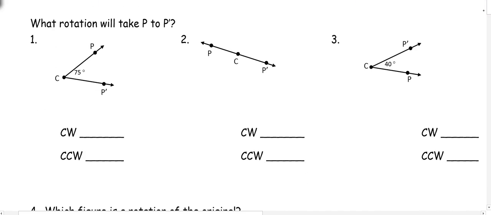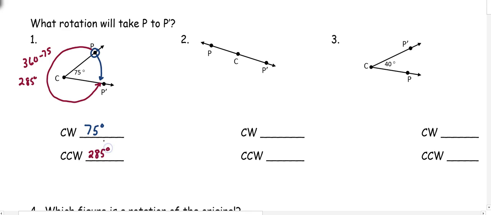So what rotation will take P to P prime? P is where we're starting, and we're moving to P prime. If we go clockwise, we're going inside this angle, which is 75 degrees. If we go counterclockwise, we're going outside the angle. Remember that the whole circle is 365 degrees, so we're going to do 365 minus 75 to get our angle. So we get 285 degrees. We'd be moving counterclockwise 285 degrees.